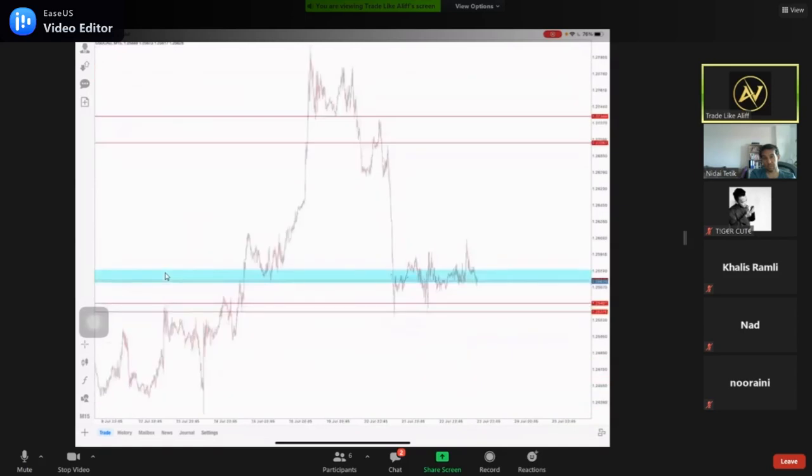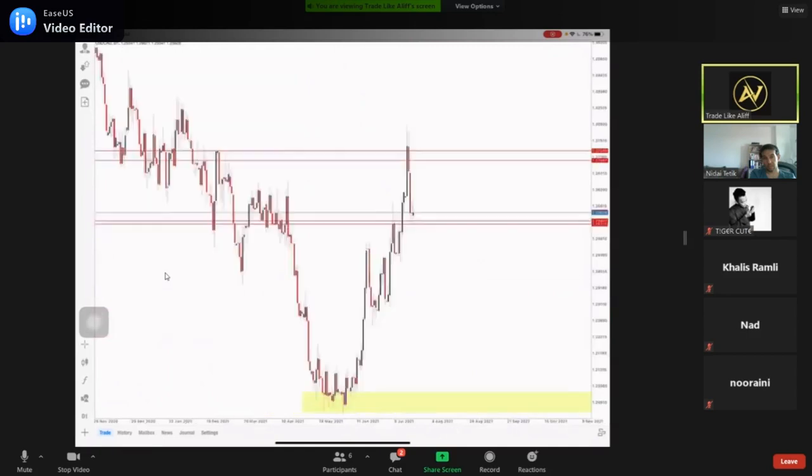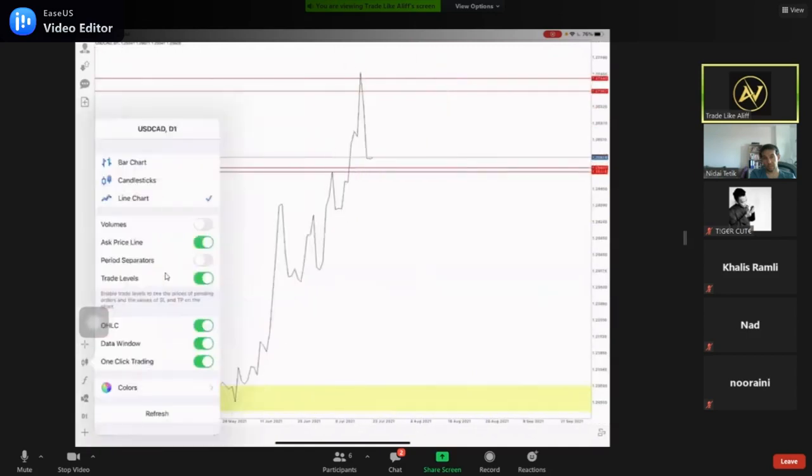How we got that sell? So simple. It's still a breakout also. Go daily and chart.